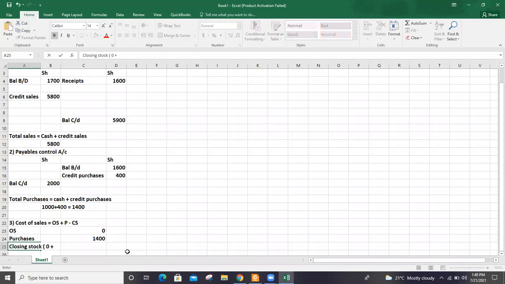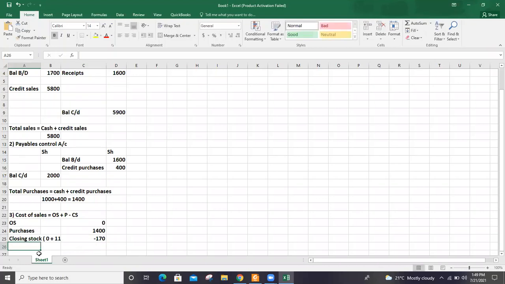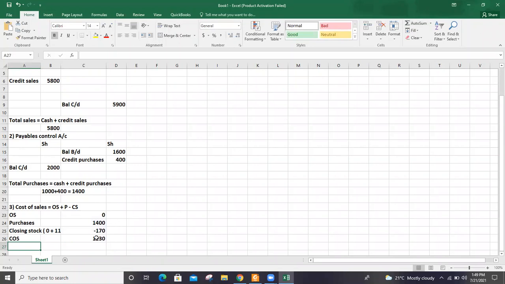How much were the drawings of goods? In note number 5, 110 and 60. Yeah, 60 and 110. So 110 and 60. The cost of the closing stock affected our... So therefore, we have 170, right? Yes, 170. So therefore, cost of sales, how much will it be? 1230.